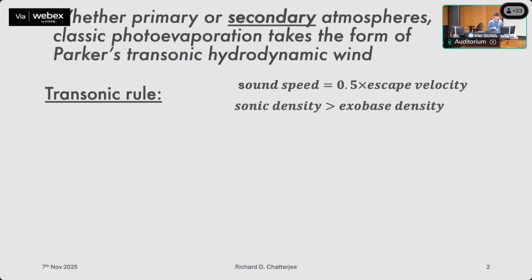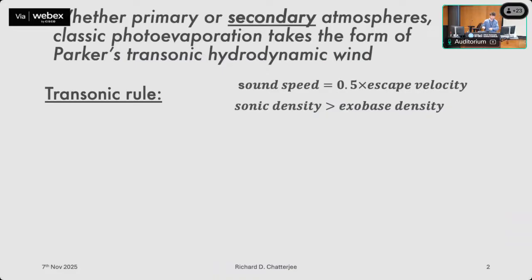So when you reach sound speed, your velocity has to equal about half the escape velocity. And the sound speed is proportional to the square root of the temperature over the local mean molecular weight of the atmosphere. So for a greater escape velocity, you need a hotter upper atmosphere. And for a higher mean molecular weight, you also need a hotter upper atmosphere. So you can get very quickly into 10,000 Kelvin or 20,000 Kelvin atmospheres required.